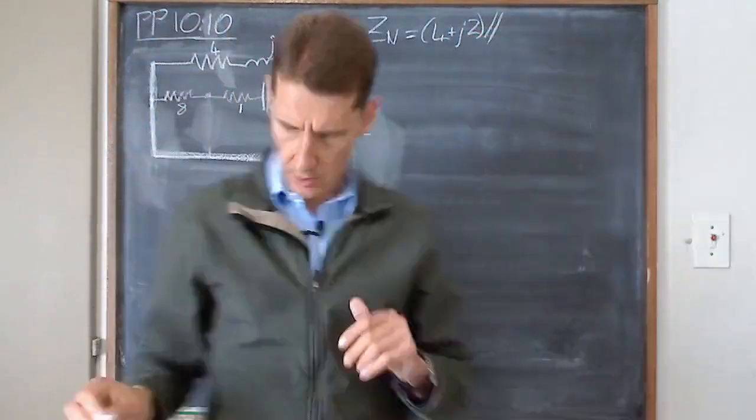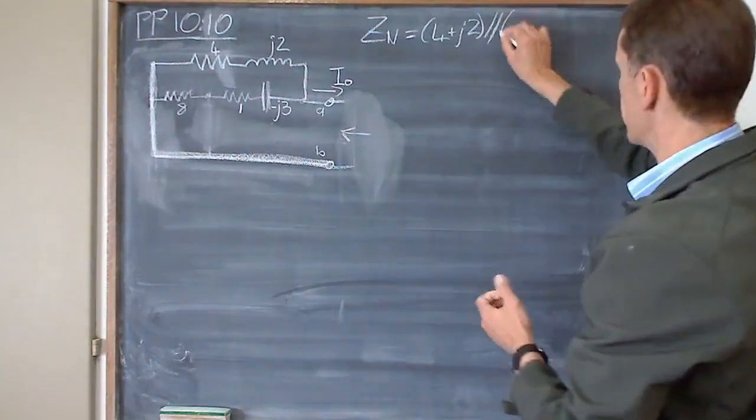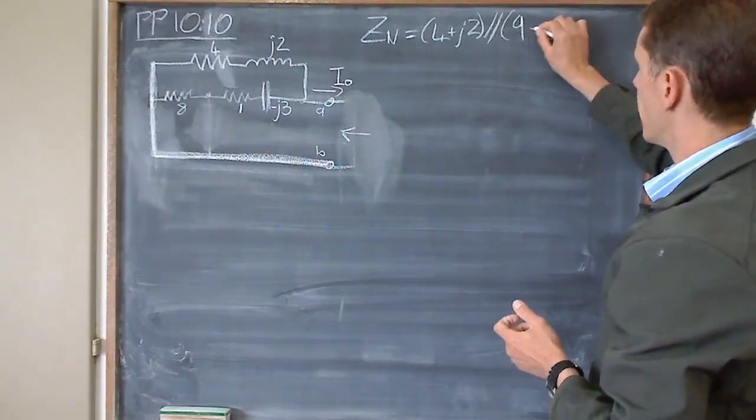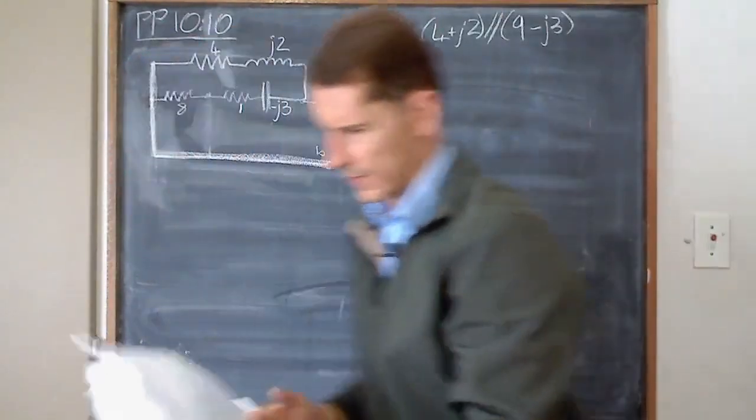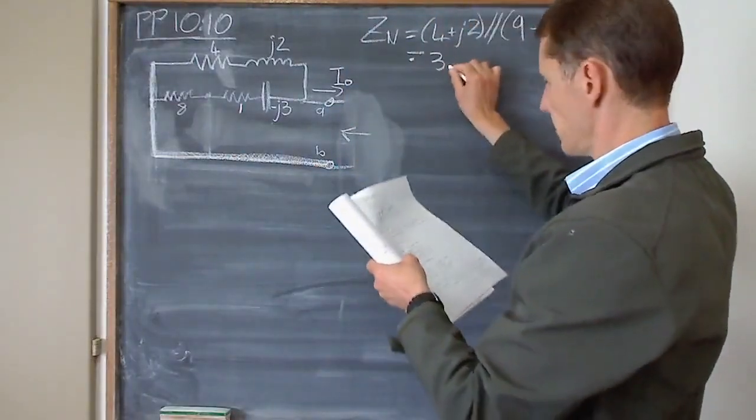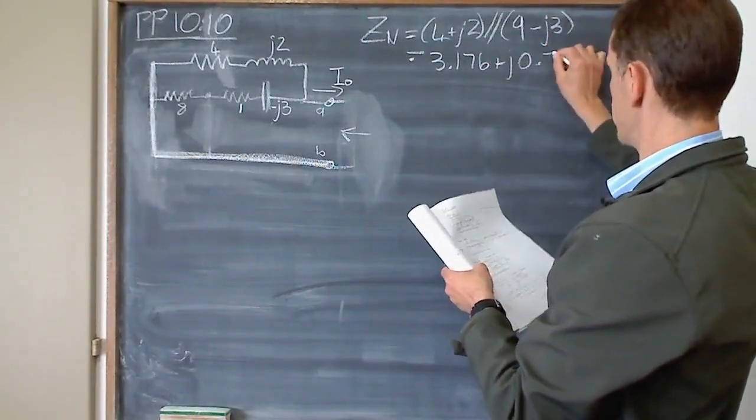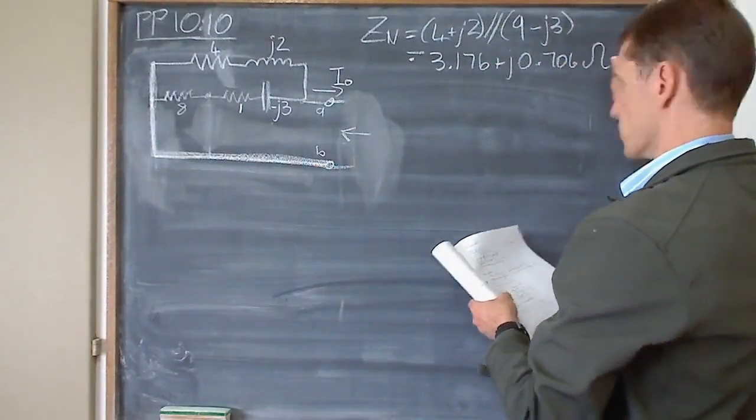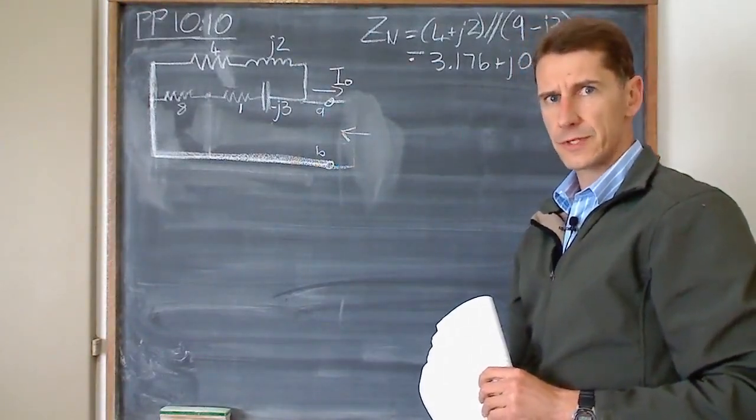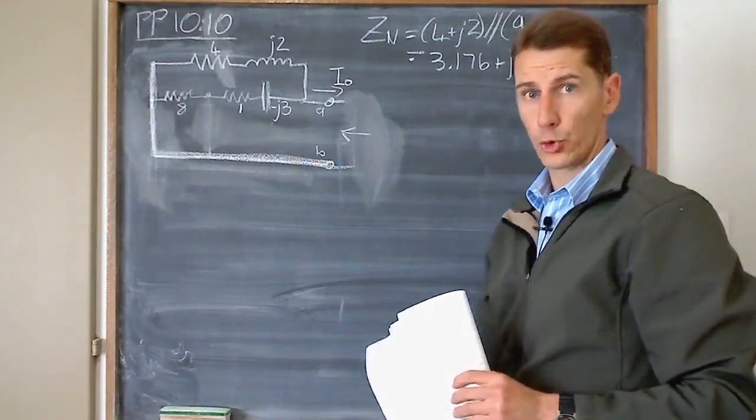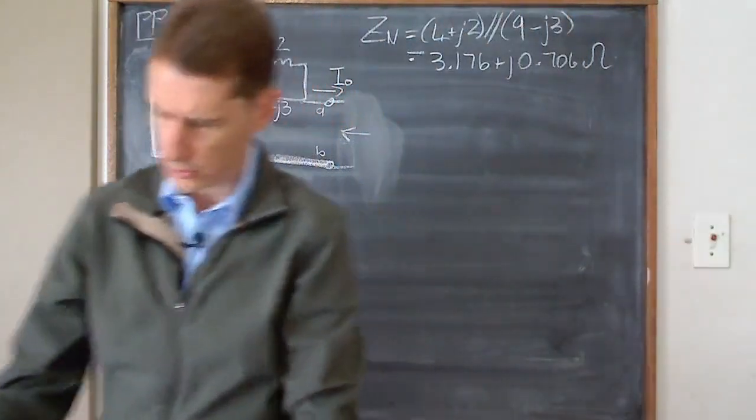parallel with, where's the dot? Let's add the two real components together. 9 minus j3. Okay, and that gives you then, not a beautiful number, but okay, 1.76 plus j0.706 ohms. So much less effort if you don't have a dependent source in the circuit, isn't it? Okay, Norton impedance sorted.